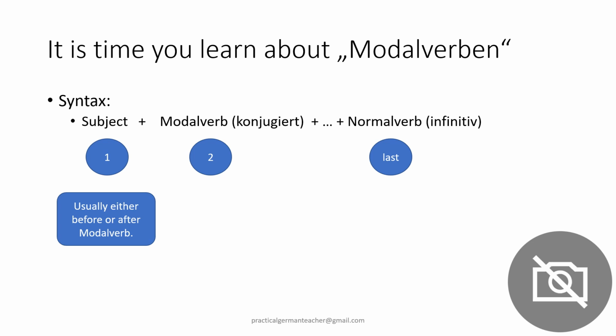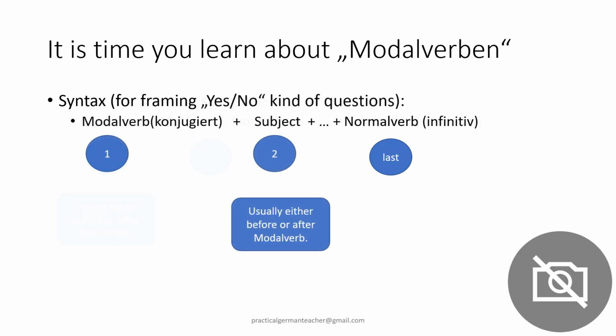This slide just gives information on what you just heard from me. Again, this is for framing sentences. For questions, I hope you know how to do this. You have the modal verb at the first position, obviously conjugated. Then you have the subject, and then you can have other stuff. And then at the end, you have the normal verb in the infinitive form. There is a question mark missing because it's a question.